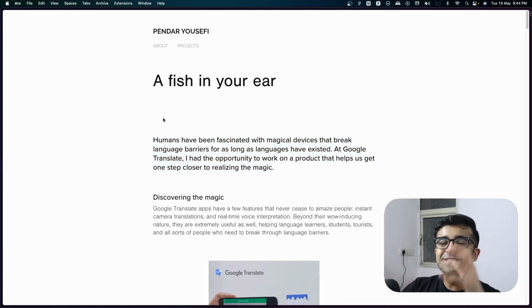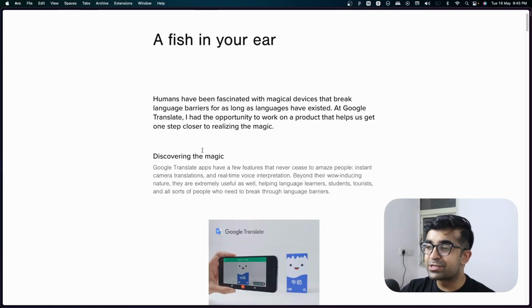Now again, just the beginning is so delightful. The language used here is amazing. Humans have been fascinated with magical devices that break language barriers. Who speaks like that, man? I mean, a talented designer for sure. It almost seems as if you're sitting in Google I.O. itself. A revolutionary language being used here up front hypes the person up who's reading it, makes them feel good about the article, or in this case, the case study, all of a sudden.